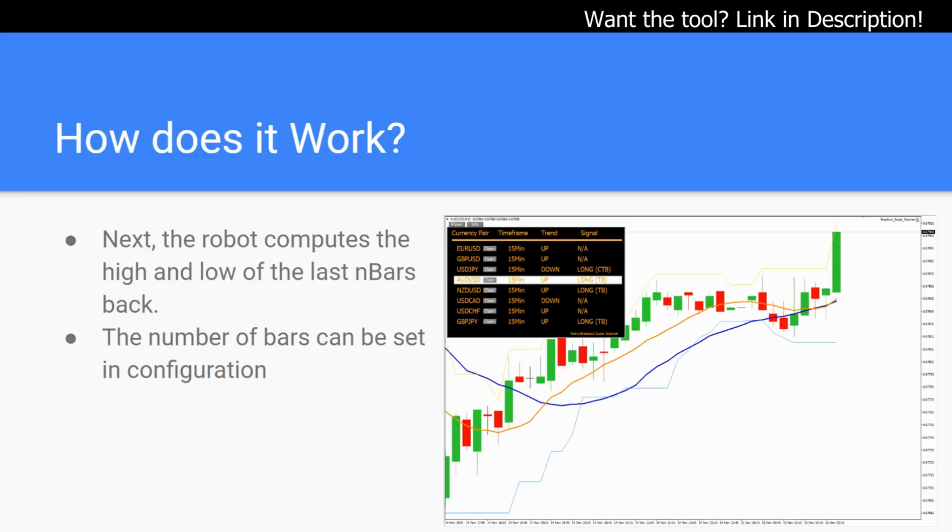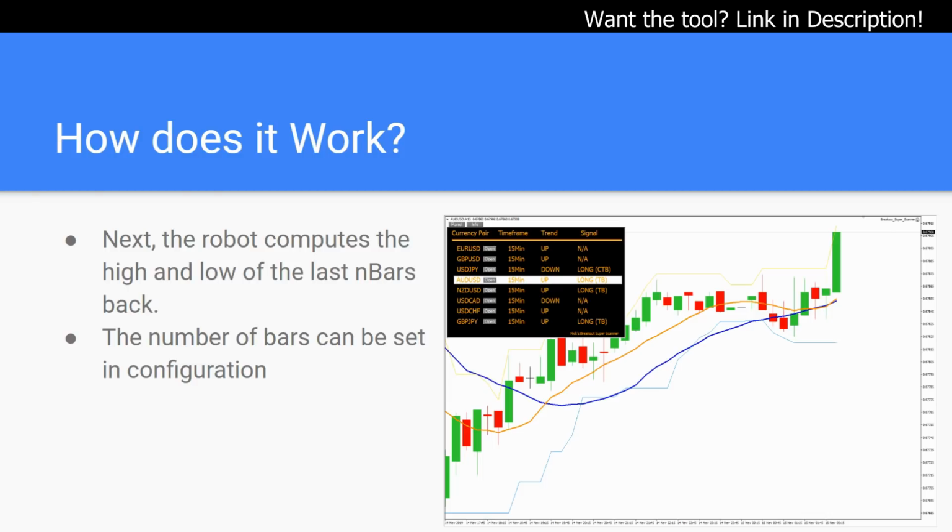Next, we have the robot computing the high and low of the last N bars back. Now that may sound a little bit confusing, but let me unpack it here for you for a second. Essentially, you can see on the right side of the screen right now, I have an indicator. This indicator is also going to be given to you for free when you purchase the system. This is available inside the folder that you'll receive. This indicator is simply going to visually represent what I'm talking about.